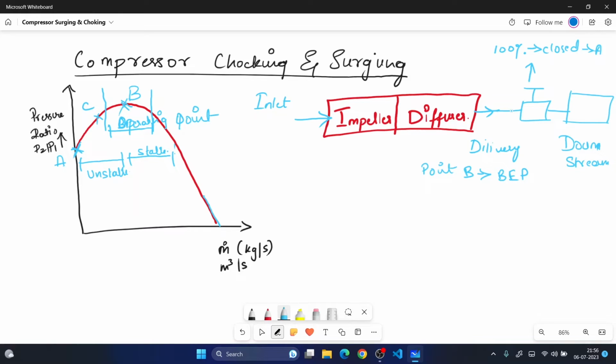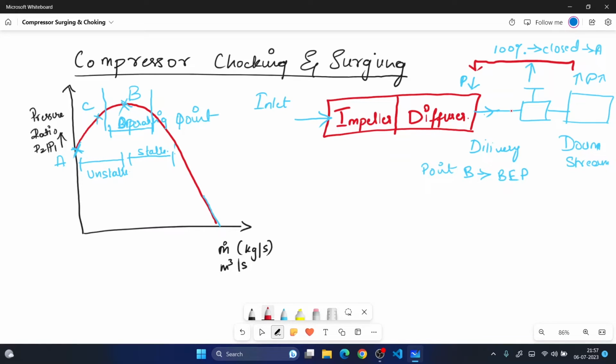This is the delivery outlet of the compressor, just after the diffuser. When I decrease the mass flow rate by creating disturbances, by closing the delivery valve, there will be a sudden drop in the pressure at the delivery of the compressor. Whereas downstream, the pressure is still higher; it doesn't fall rapidly, whereas this one rapidly falls. So the gas flows from the high region to the low region, that is, from higher pressure to lower pressure.